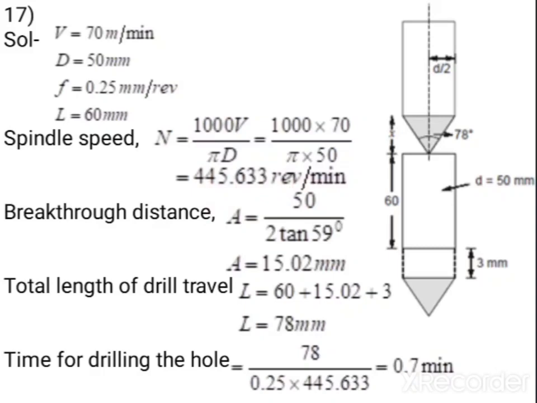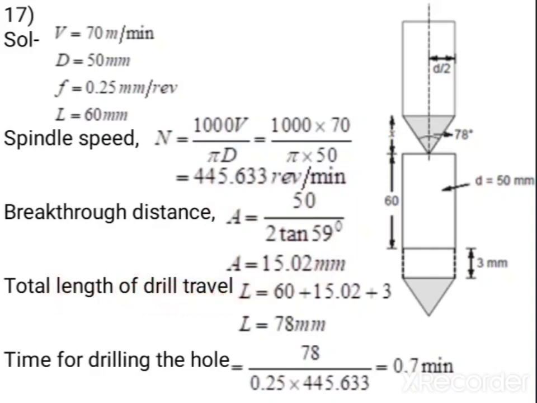Then drill point angle is given, that is 2 alpha is 118 degree. Just find out what is the alpha, that is 118 divided by 2, alpha is equal to 59. From that we have to find out a distance, that is nothing but d divided by 2 tan alpha. So d means 50 divided by 2 into tan 59. Okay, so we will get the a distance. From that a you will get 15.02, and that a you have to use.